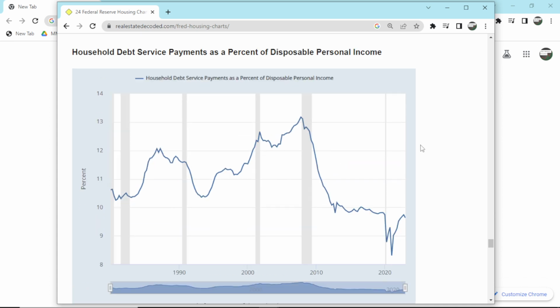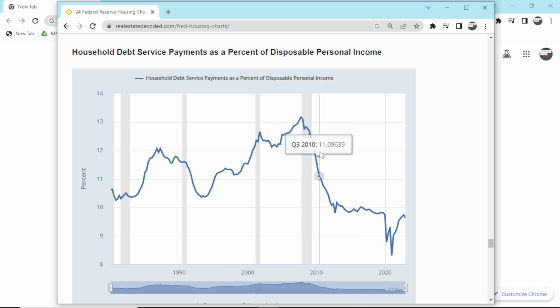This chart is showing household debt service payments as a percent of disposable personal income. And this includes car loans, student loans, credit cards, mortgages, and compares it to personal disposable income. So between 2001 and 2008, consumers were a lot more leveraged than they are now. The peak was in 2007, where total household debt service equaled 13%.